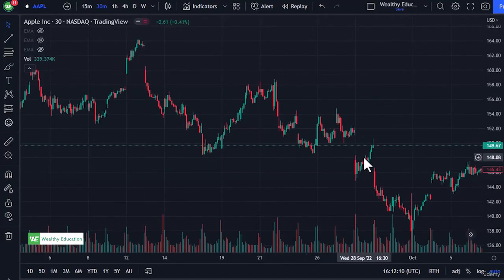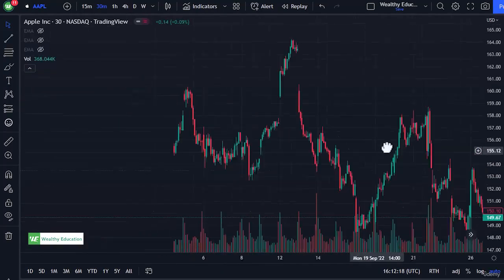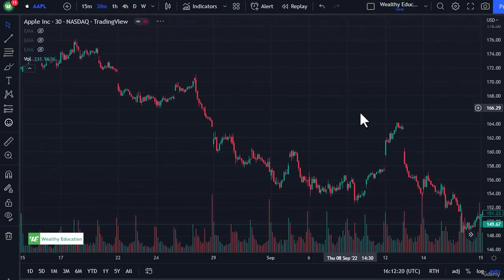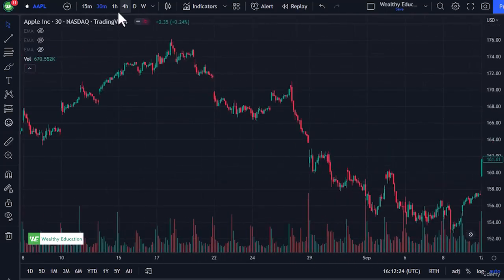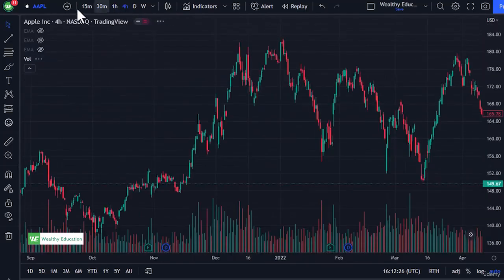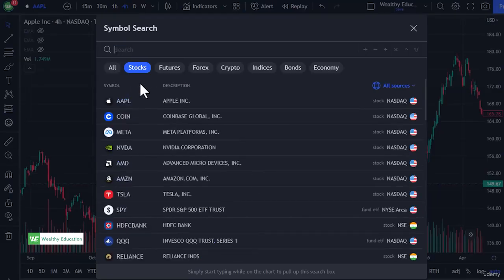Gaps tend to get filled. So, here's a massive gap. Right here at the top, we formed a fairly voluminous candle to fill that gap, and then we continued down trend. There are other ways that you can look at volume for breakouts.